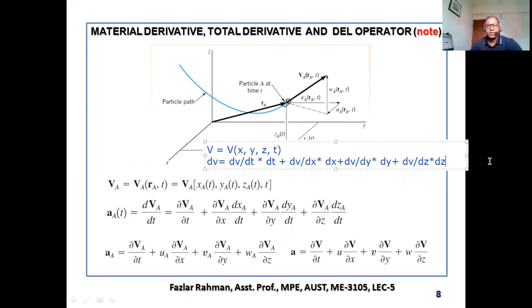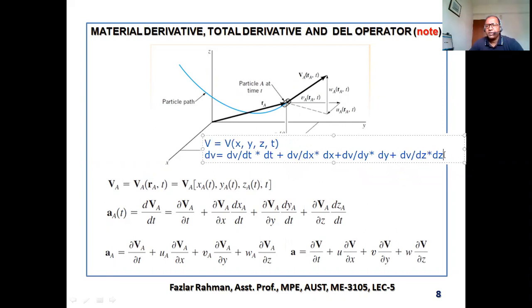Okay, now if you divide both sides by time dt, what will you get? You get dV/dt equal to dV/dt, right? You get dV/dt plus dV/dx times dx/dt. Now you see dx/dt gives you the velocity component along the x-axis, that means u. Similarly we get dV/dy times the velocity component along the y direction, v. Then this one gives you w, the velocity along the z-axis. Okay, so finally this portion is giving you the acceleration.